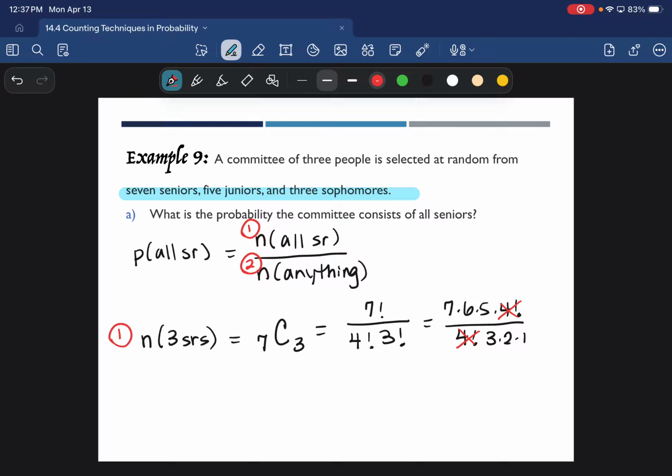What do you notice about 3 and 6? They'll reduce, right? But even nicer if you notice there's a 3 times a 2 here that will reduce the 6 completely. Either way would be fine. Nonetheless, I end up getting a 7 and a 5 when I'm done. So how many different all senior committees could there be? 35. There's 35 of those. So in terms of my formula, that's the 35, that's my numerator. And then the second component is finding the number of ways of getting any committee, the number of anything happening. Well, how many people are there to pick from to create the committee? Total.